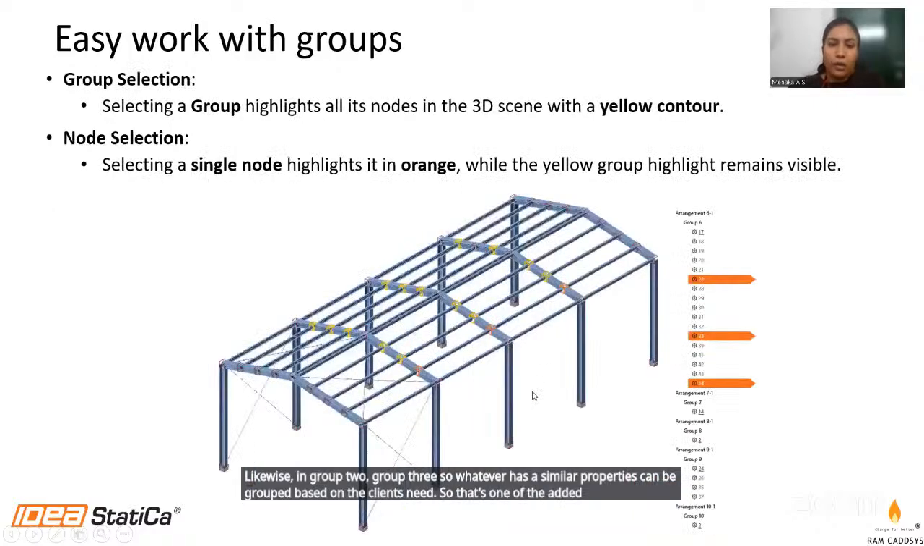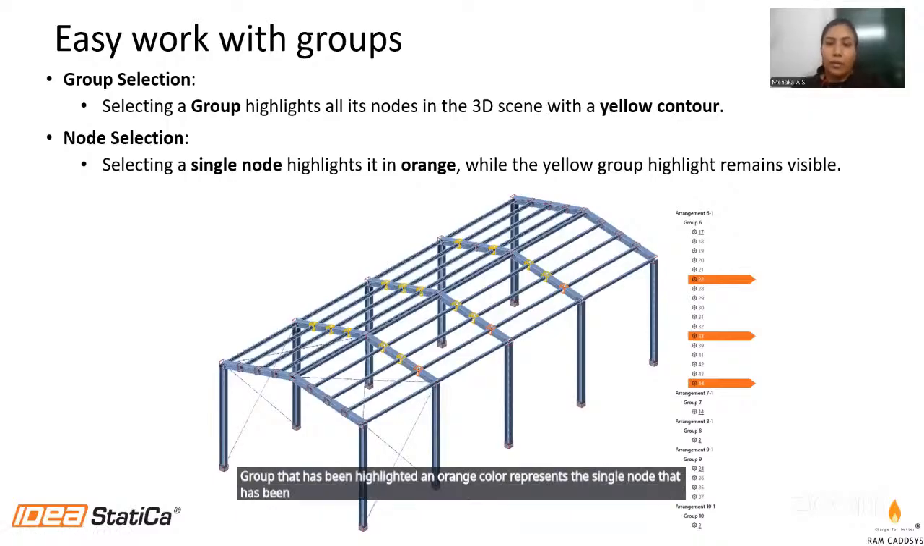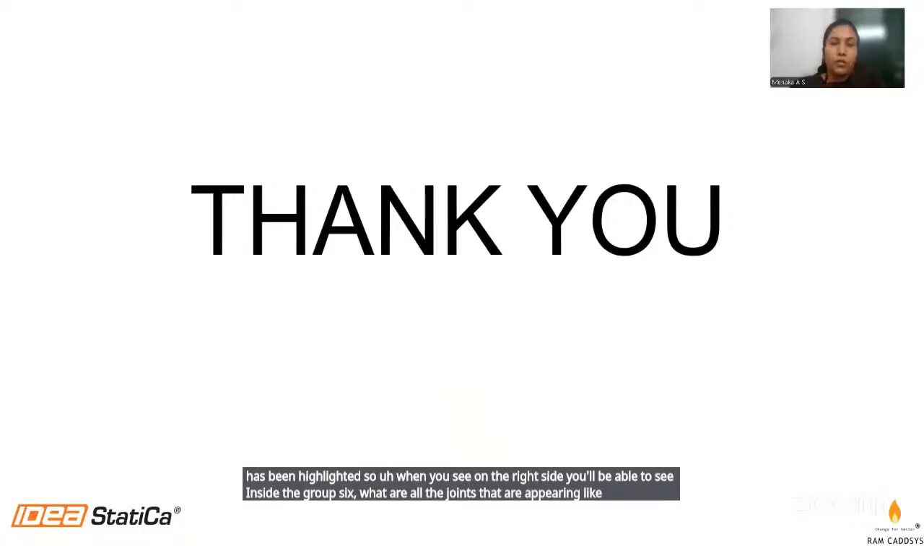Now, if you see here, there are two colors, right? Yellow color represents the group that has been highlighted, and orange color represents the single node that has been highlighted. When you look on the right side, you will be able to see inside group 6 what are all the joints that are appearing. Likewise, with the change in properties, you will be able to achieve those things.